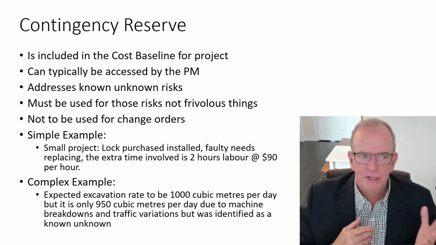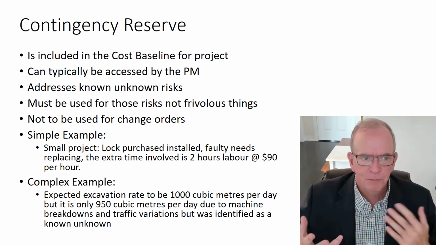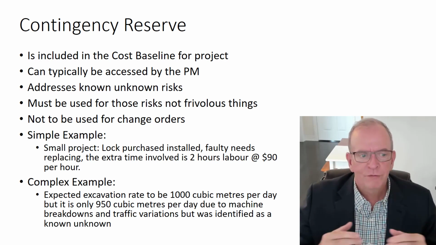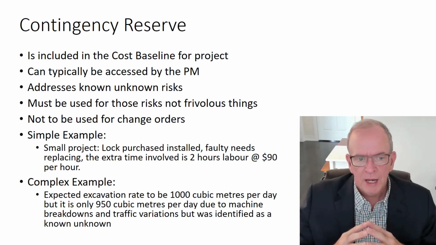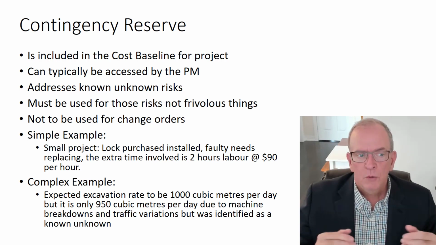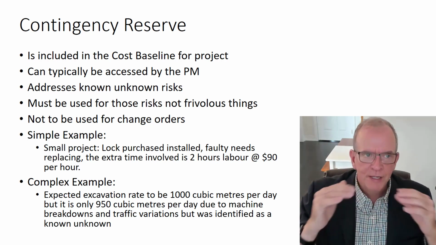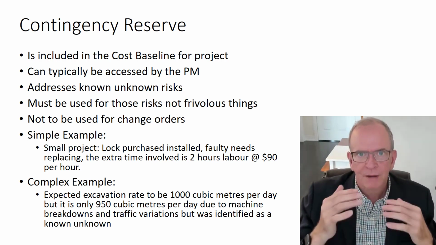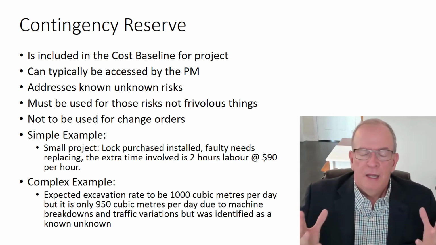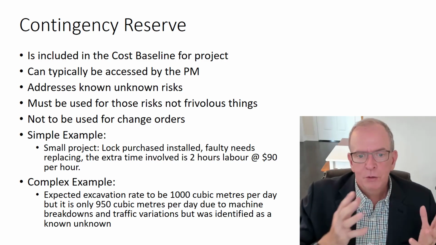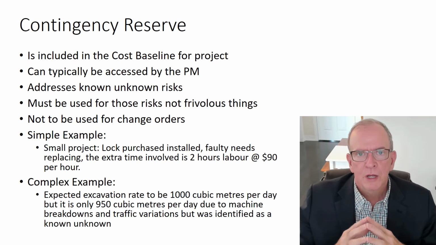So, in a very simplistic way, I'm trying to make this as simple as possible, probably maybe too simple: lock purchased, installed, faulty, needs replacing. The extra time involved is 2 hours labor, $90 per hour. Well, you've got something that you've identified, and then you've got to look at probability. So you wouldn't necessarily put that full amount, but if it was a very small project, and it's only going to take 3 or 4 days, that 2 hours is a substantial amount to it.